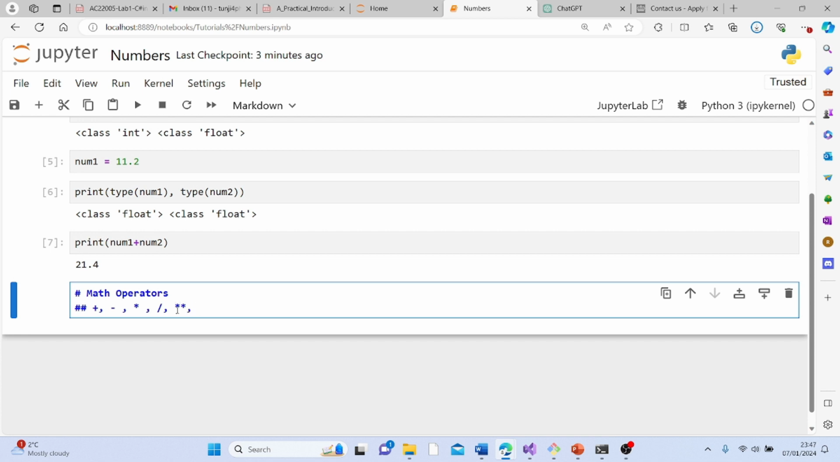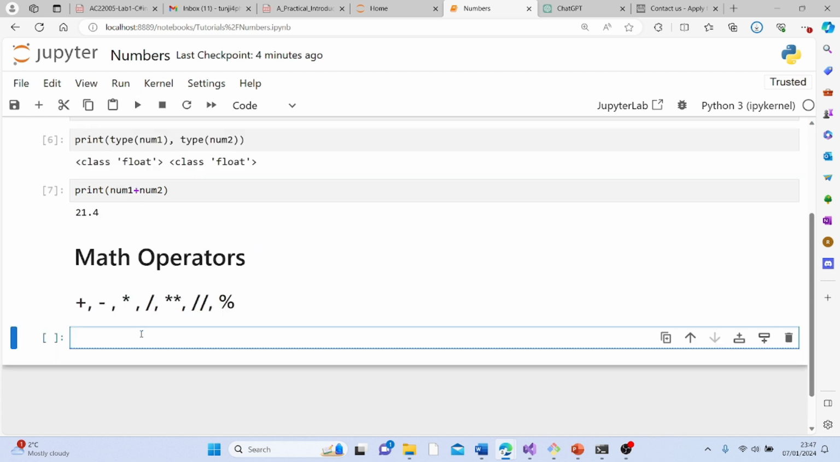You can also have the integer division operator. The integer division operator truncates the decimal part. For example, if you have 3 divided by 2, which should be 1.5, the integer division operator will give you 1. It will truncate the decimal part. And lastly, we have the modulo operator. The modulo operator will give you the remainder of the division.